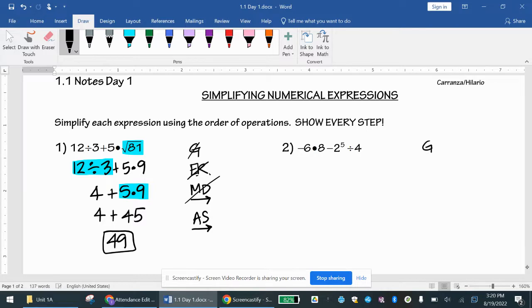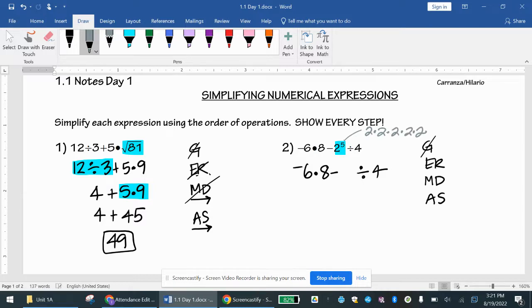So I'm going to set up my recipe over here so that I know what to follow. Again, I don't see any grouping symbols, but I do see an exponent. The exponent belongs to the 2. So I'm going to bring everything else down, except I'm going to evaluate or simplify 2 to the 5th. 2 to the 5th means you're multiplying 2 with itself 5 times.